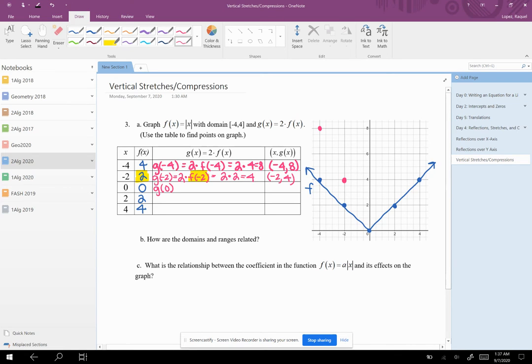Okay, let's try 0. So g of 0 equals 2 times f of 0. I know f of 0. When I plug in 0, I'm going to get out 0. So really, this is just saying 2 times 0, and anything times 0 is always going to be 0. So 0, 0 is going to stay the same.